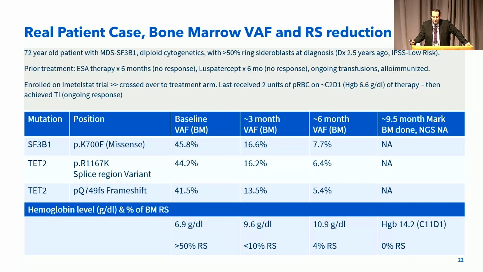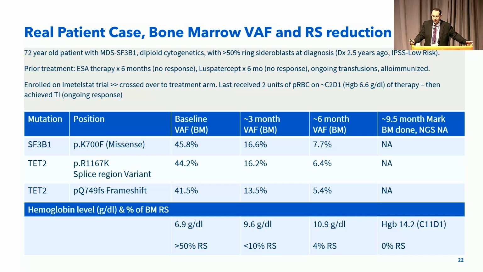What I wanted to highlight here is the mutational profile and what we've seen at the bone marrow level. So she had an SF3B1 mutation, K700F, a missense mutation at 45% VAF, and 2 TET2 mutations, a splice region variant and a frameshift mutation, also in excess of 40% at the baseline bone marrow. The hemoglobin at that time was 6.9, and the bone marrow had, by morphology, more than 50% ring sideroblasts.